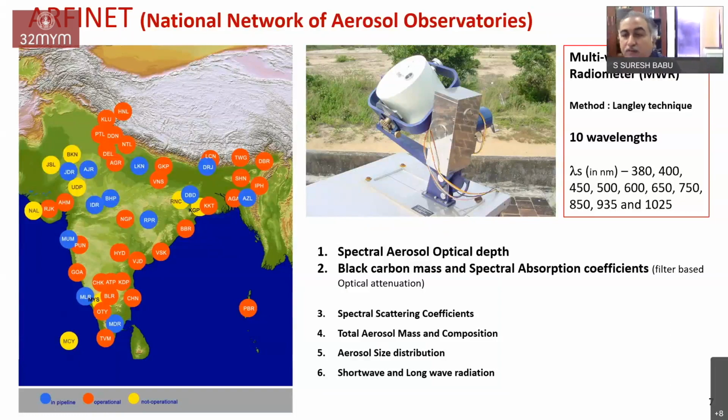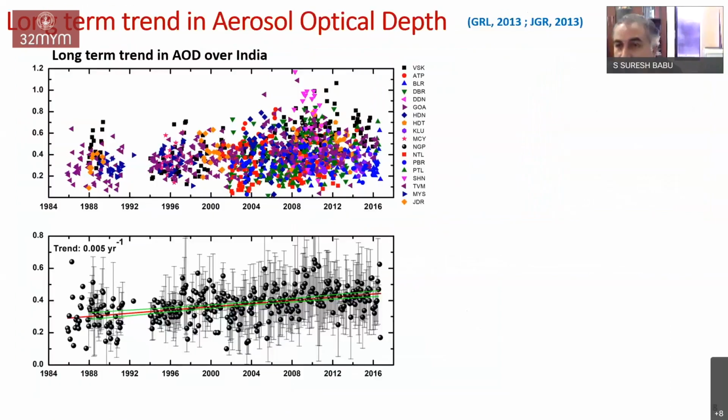So with this, now we have a very long-term database. It has almost spanned about 3 decades. So first we looked at whether any trend is there in the aerosol. Of course we know that with a lot of anthropogenic activities for the last 3 decades, of course there are the developmental activities. All these contribute to aerosol production in the atmosphere.